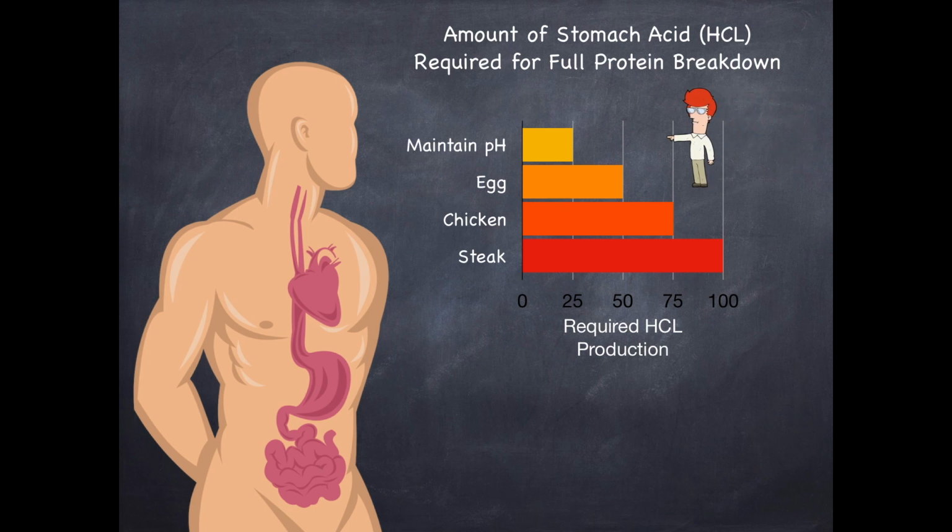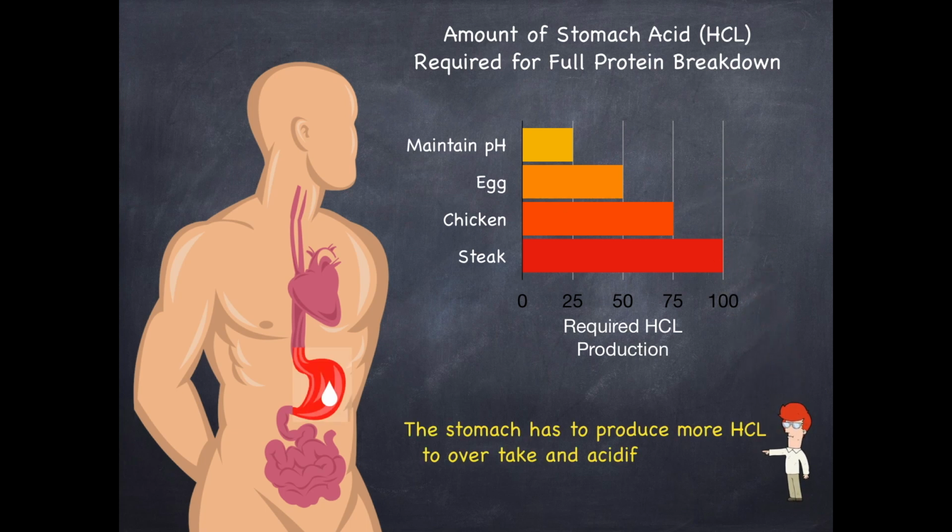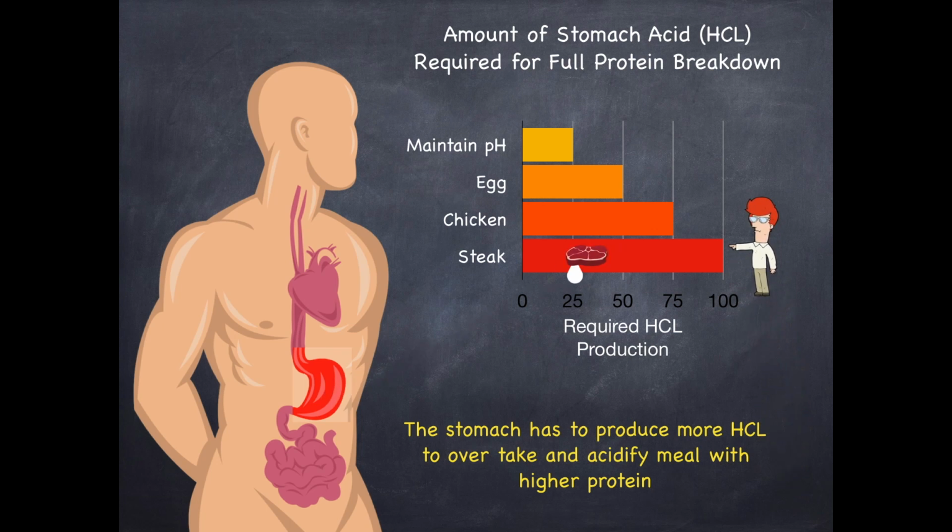Even when there's no food in the stomach, there's still some presence of stomach acid. So it's important for the body to be able to produce that to keep a sanitary environment. The more protein that is contained in the meal, the more stomach acid that's needed to be produced to break down and overtake that meal. The problem occurs when the body cannot produce enough stomach acid relative to a particular meal high in protein. So proper stomach acid has to do with the amount of stomach acid that's needed to actually be produced and supplied during a particular meal.